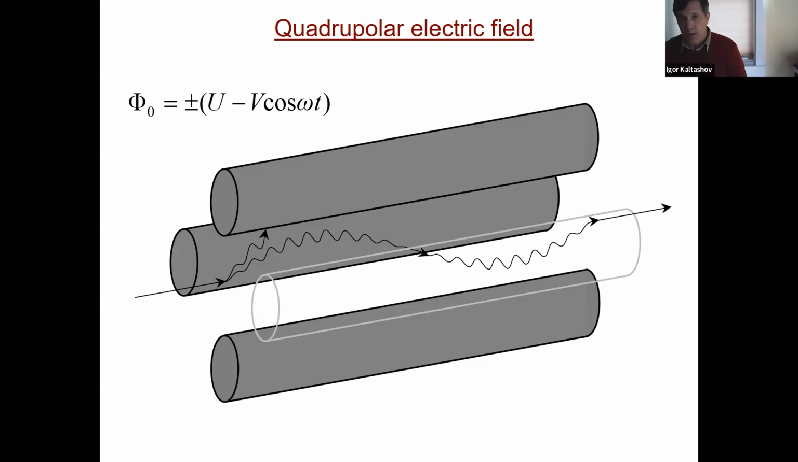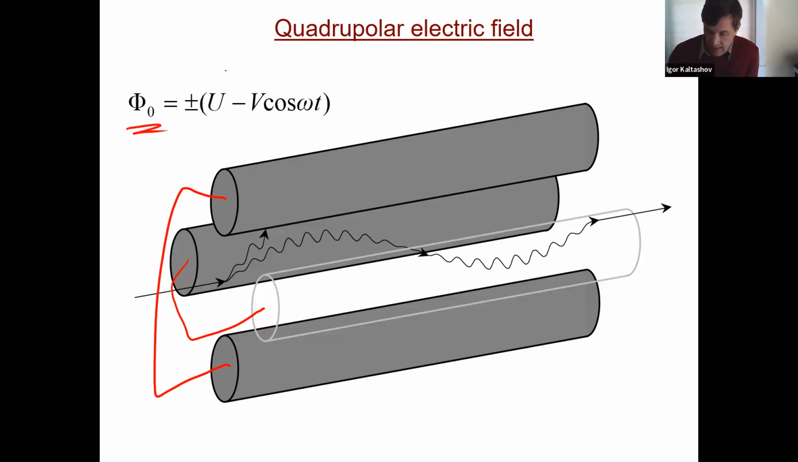So the way it works, you connect electrically 2 opposite rods. So these 2 will be connected to each other electrically, and these 2 will be connected to each other electrically, right? So essentially you have 2 electrodes here, even though each of them is represented by two rods. And then you apply a potential difference. It has a DC component and a radio frequency component.